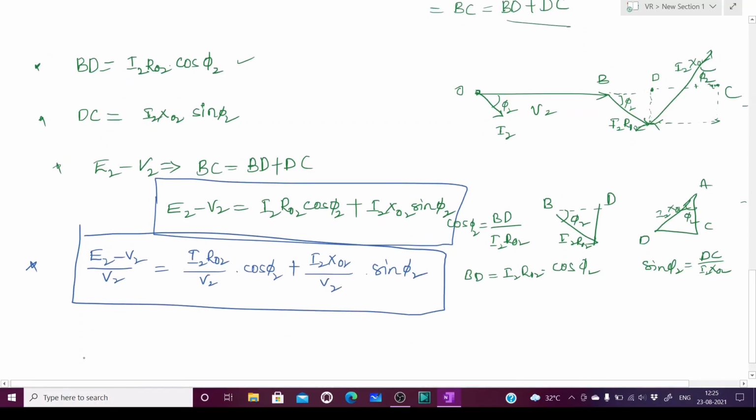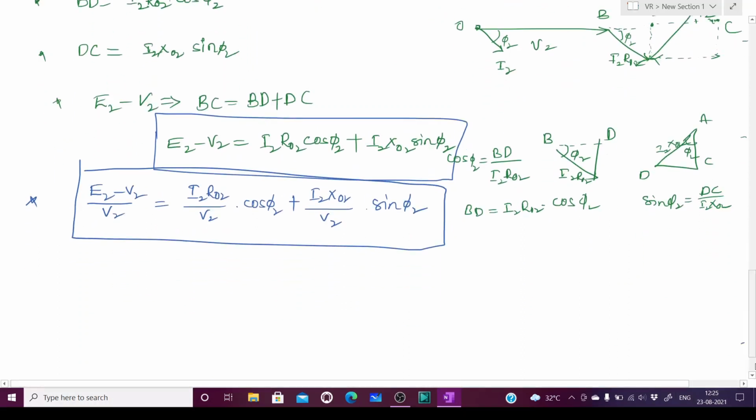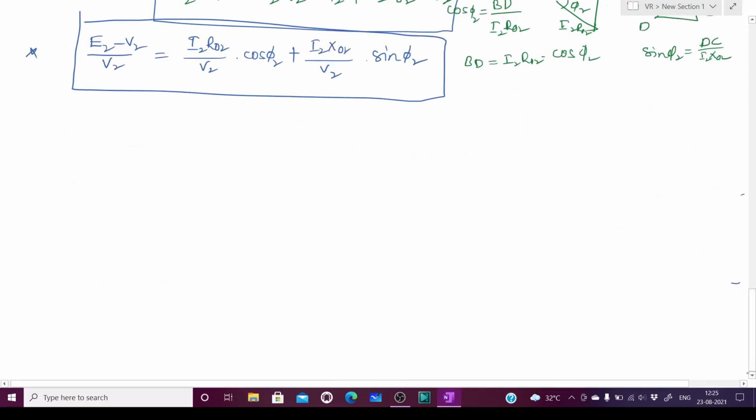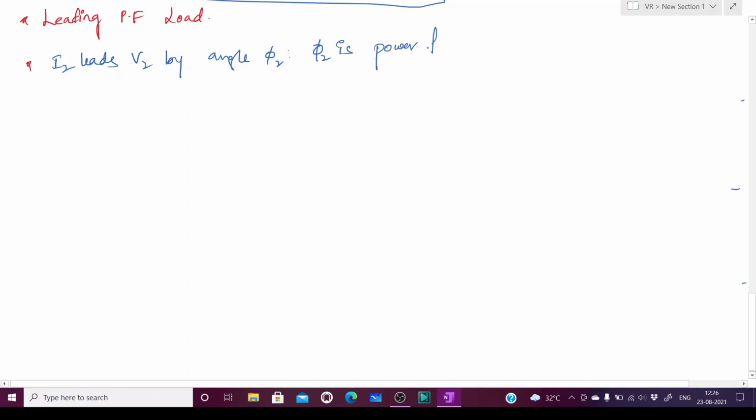Now let us see the same for a leading power factor. So here we are going to take a leading power factor load. We know that I2 will lead V2 by some angle phi 2, where phi 2 is the power factor angle.